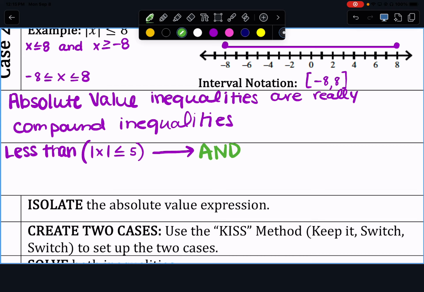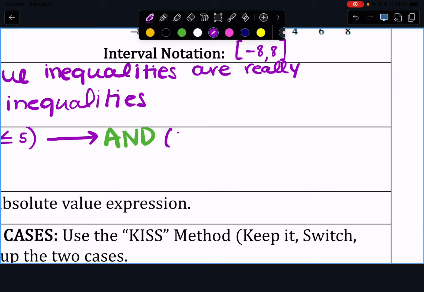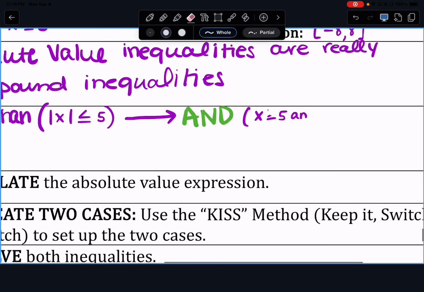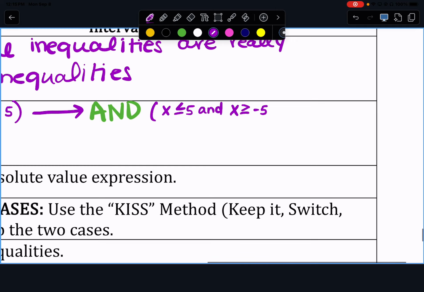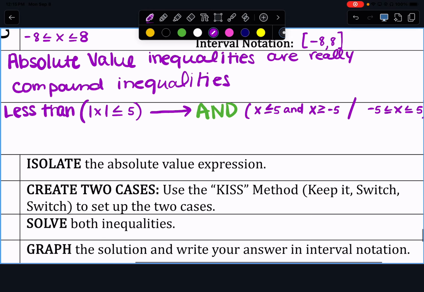And when we have an and inequality, we will have x is less than or equal to 5 and x is greater than or equal to negative 5. Or you could also write it as negative 5 is less than or equal to x is less than or equal to 5. That is what that's telling you. Either of those setups work.